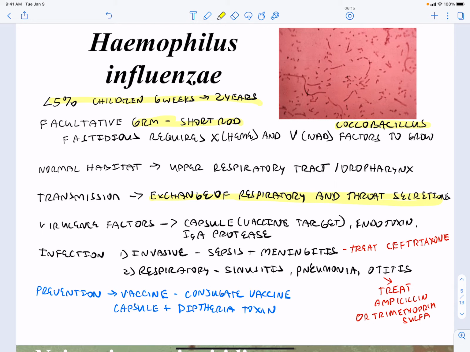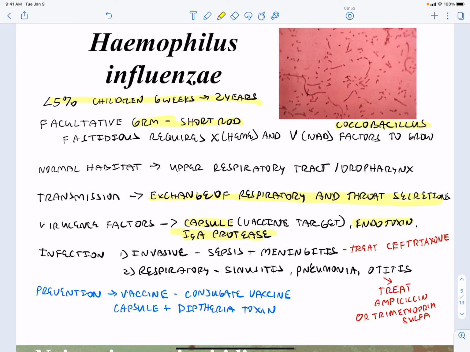Now, its virulence factors: it does have that capsule, which is the target of the vaccine. It also is gram-negative, so it always has the endotoxin, and this one also has an IgA protease. That's important because immunoglobulin subtype A is important for protecting mucosal secretions from infection. Since this is going to be introduced in the upper respiratory tract, IgA can neutralize or help to control this infection. So by having that protease, Hemophilus influenzae is pretty much eliminating the IgA effect.